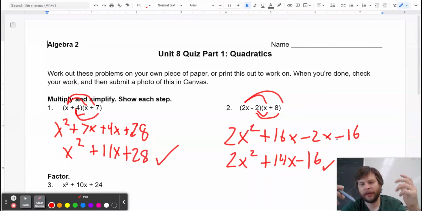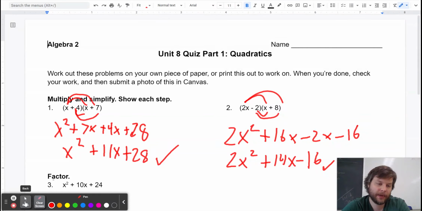Do not try to combine x squareds with x's. Those are different types of things. X squared means x times x, and that's a different number than x by itself. That's why you can't combine them.